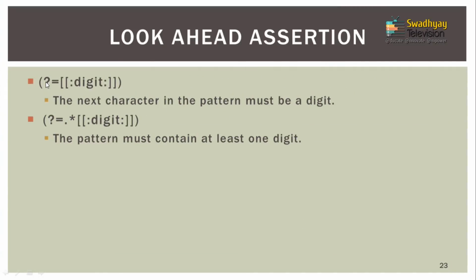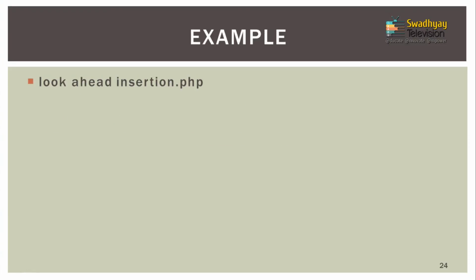You can use, for example, ?= and the digit class, which means the next character in the pattern must be a digit. If you type ?= followed by dot and star, that means the pattern must contain at least one digit. More than one is okay, but there must be a minimum of one digit.